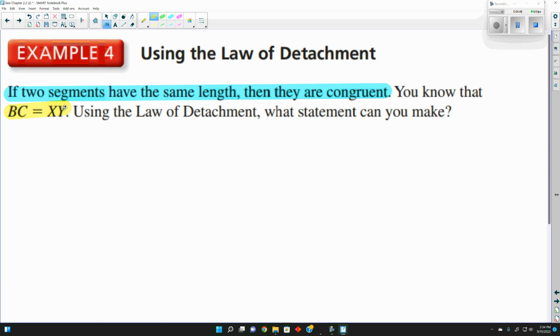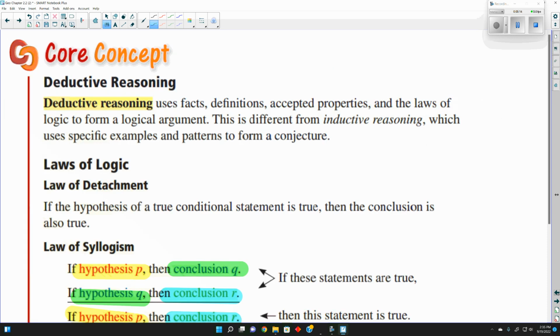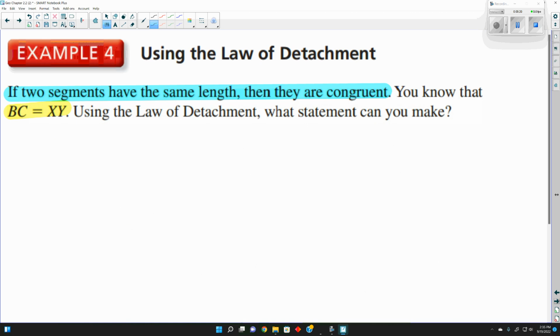You know that BC is equal to XY. So what's that saying? They have the same length, yes? Because when we don't have the line above it, we're talking about the segments' length. So we're saying that BC's length is the same as XY, yes? What was our first statement that they gave us? If two segments have the same length, then they are congruent. According to the law of detachment, what do we say? If the hypothesis of a true conditional statement is true, then the conclusion must be also. So the hypothesis is that two segments have the same length. So what does that mean? They are congruent.